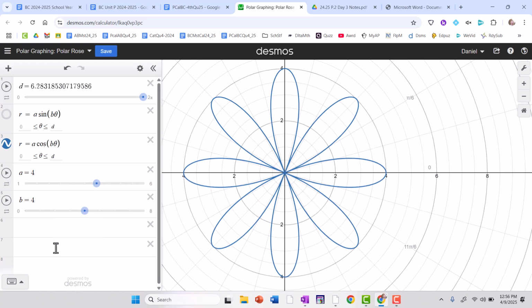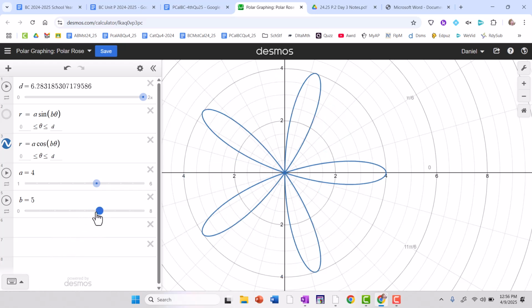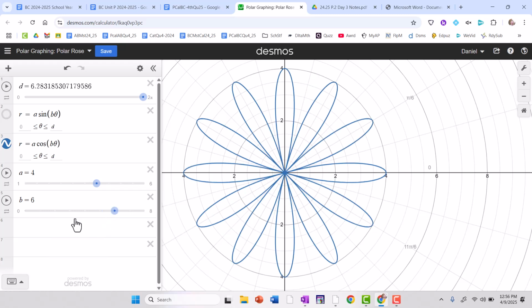8. Okay, what's going to happen when I change B to 6? How many petals? Close your eyes. You didn't close, did you? Okay, open your eyes. I just didn't want you to see the odds yet. All right, how many petals do you see? 12. And then I'll show you how you know the difference between cosine and sine.